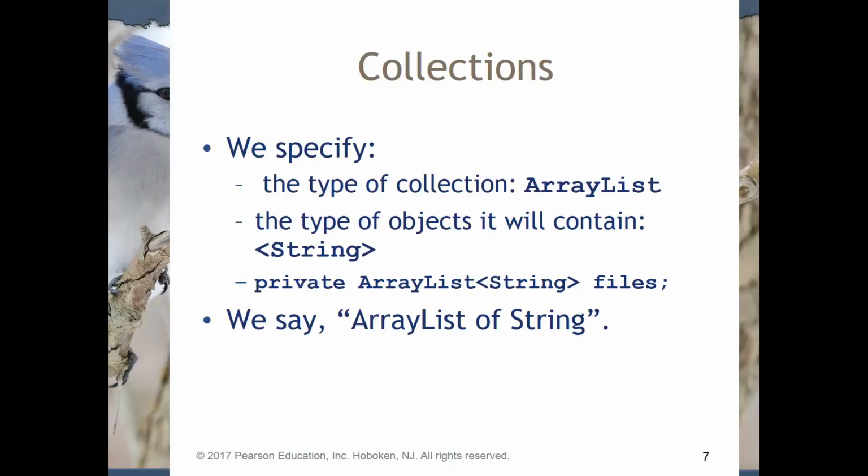The type of collection in this particular code case is an array list. The type of objects it will contain are string, that we're going to go through later. You have ArrayList, less than, String, greater than, and then the variable name. Private is the visibility modifier we've talked about. They will say it's an array list of string. A lot of people just say array list of strings, plural. Either one is fine.